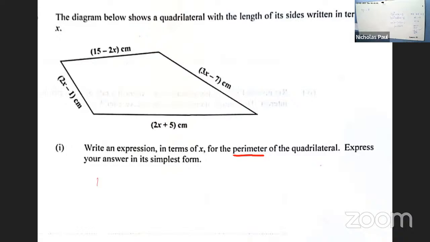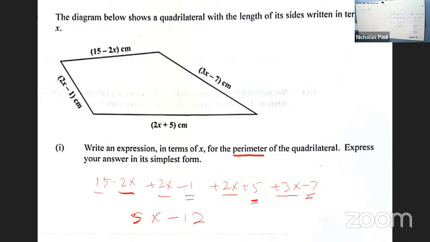We got 15 minus 2x plus 2x minus 1 plus 2x plus 5, 3x minus 7. What you do again? Add up all the x terms, right? This one is 0, 2x plus 3x is 5x. 15 minus 1 is 14, 14 plus 5 is 19. 19 minus 7 is minus 12. Okay, so the answer is 5x minus 12.